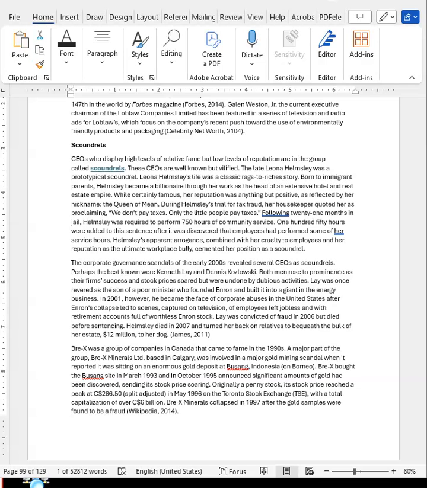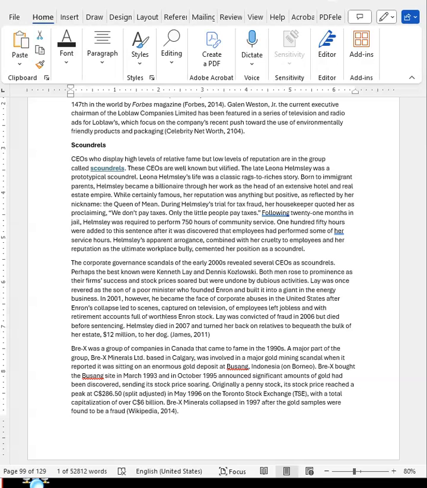Helmsley's apparent arrogance, combined with her cruelty to employees and her reputation as the ultimate workplace bully, cemented her position as a scoundrel. The corporate governance scandals of the early 2000s revealed several CEOs as scoundrels. Perhaps the best known were Kenneth Lay and Dennis Kozlowski. Both men rose to prominence as their firm's success and stock prices soared, but were undone by dubious activities.